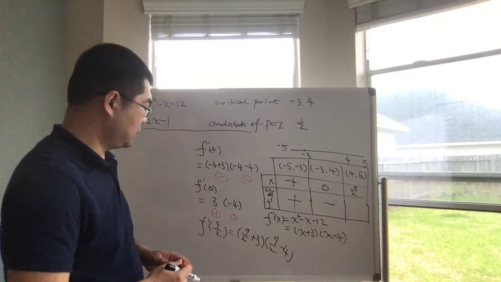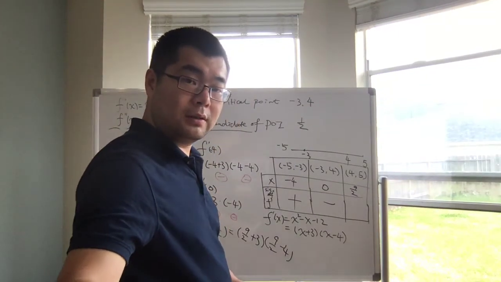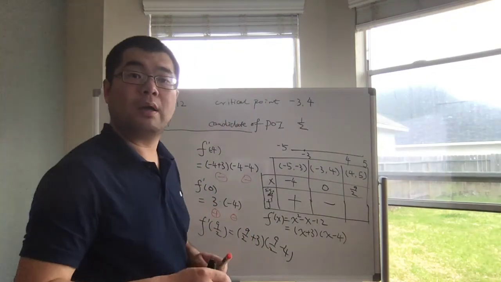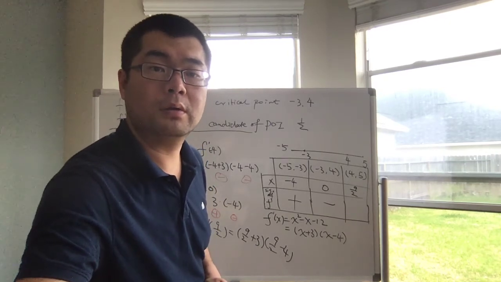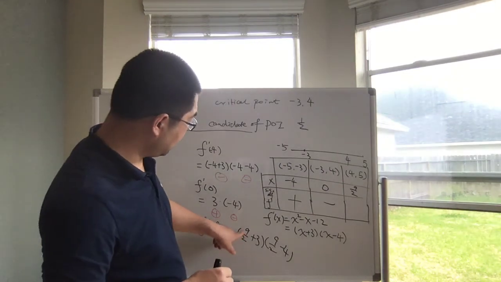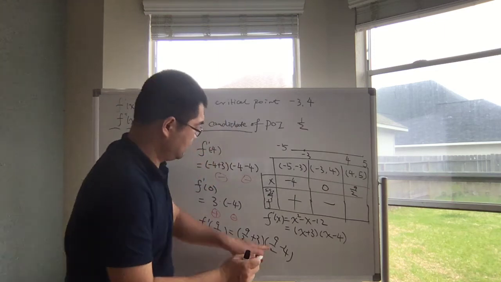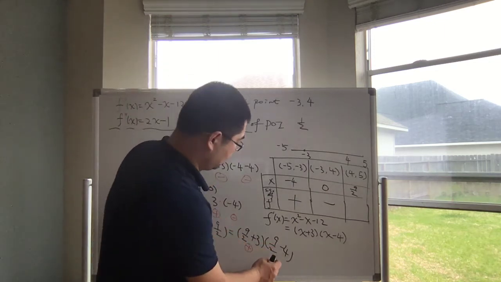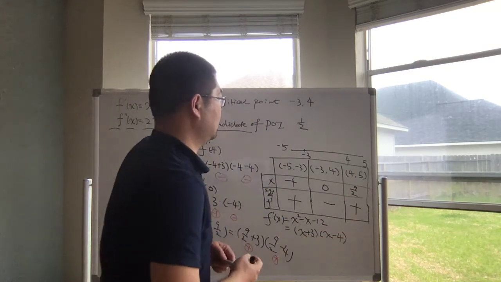As you can see, guys, 9/2 plus 3 is positive, and 9/2 minus 4 is also positive. So positive multiplied by positive here is positive.